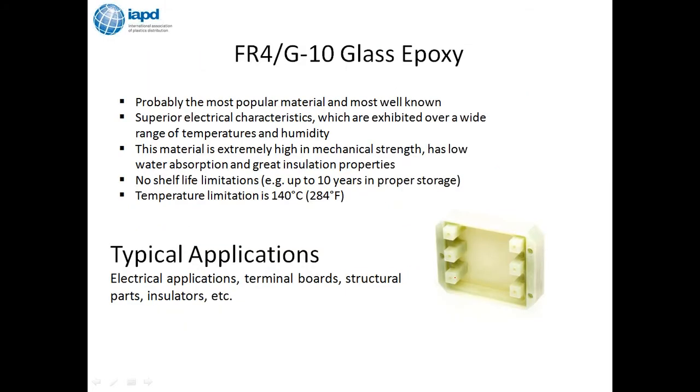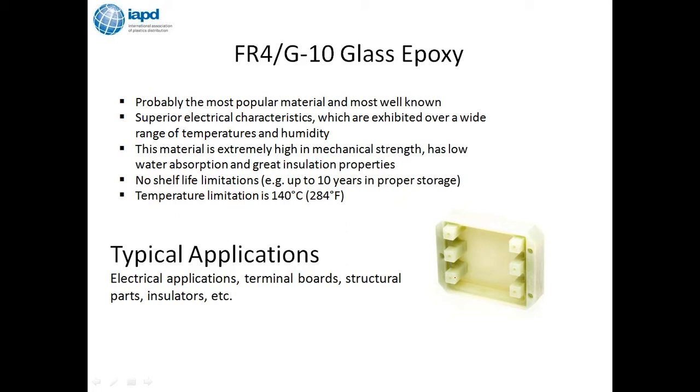And we're going to start with the first material, which is FR4/G10. It's a glass epoxy material. This is probably the most popular material out there, and it's probably the most well-known. If anybody says glass epoxy, they're going to say G10. This has got some tremendous electrical characteristics, which are exhibited over a wide range of temperatures and humidity. I'm not going to read each one of these for you, but like I said, you'll have this.